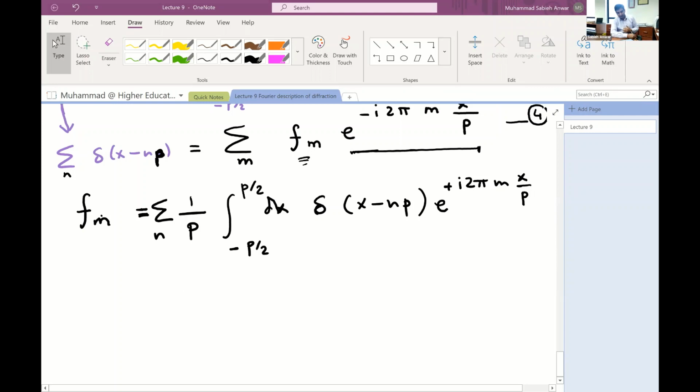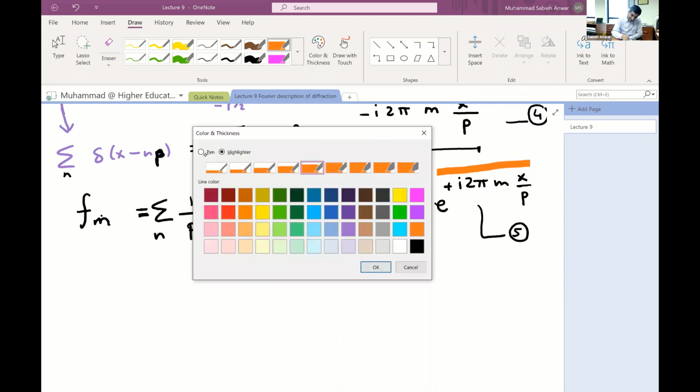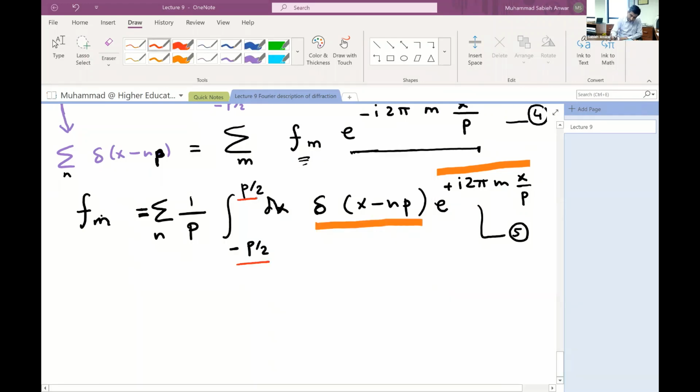No, I mean, can't I use the sampling theorem here? I have a Dirac delta function. So this is my Dirac delta function and is being multiplied by some other function. And I'm looking at only the interval minus p by 2 and p by 2. So I have this Dirac delta train of pulses.